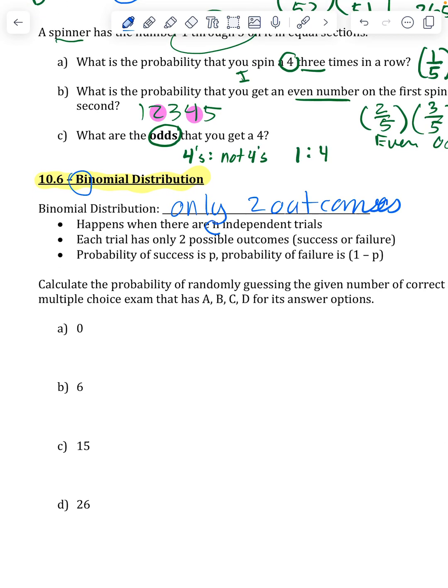So there's n independent trials. That's how many times you're doing this thing. Each trial has only two possible outcomes, success or failure. That means it happens or it doesn't. No in between. So it's raining or it's not raining. Probability of success is P. Probability of failure is 1 minus P. I sometimes call it Q.